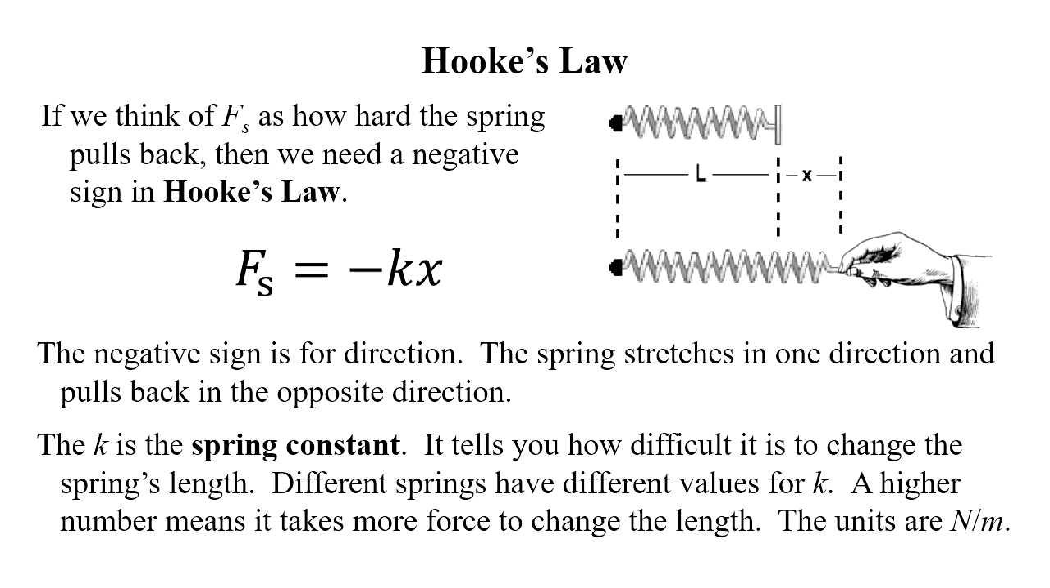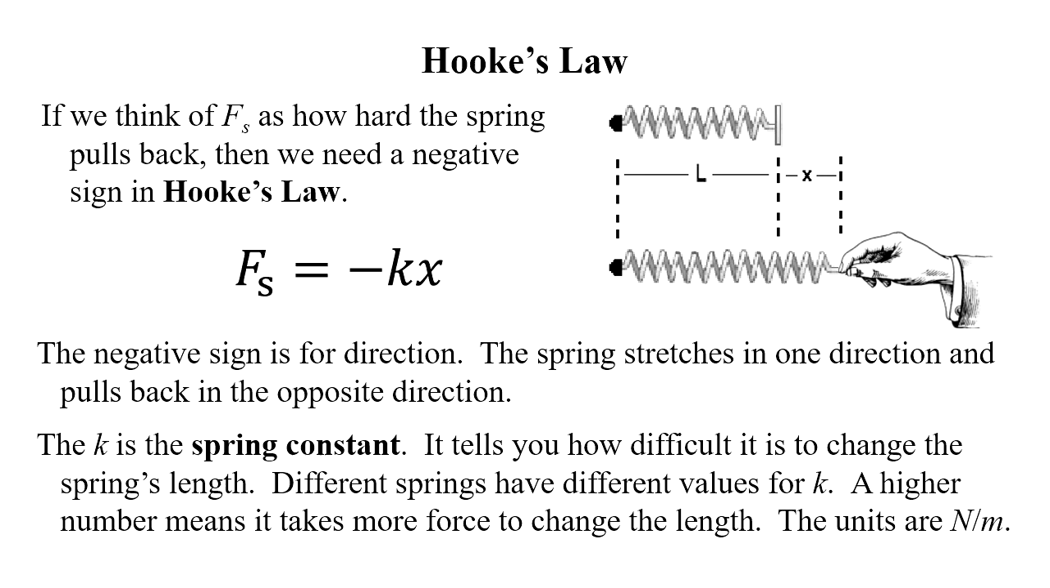When you see Hooke's law quoted, such as in a textbook or on the College Board equation sheets that you get with the AP exam, there's often a negative sign included. Let's explain why. If you think of F sub S as how hard the spring pulls, then we need the negative sign. Why? Because the negative sign is for direction. The spring stretches in one direction, it pulls back in the opposite direction. k, of course, is the spring constant in newtons per meter. The negative sign is to say you pull the spring one way, but the spring pulls the other. The spring opposes the stretch.